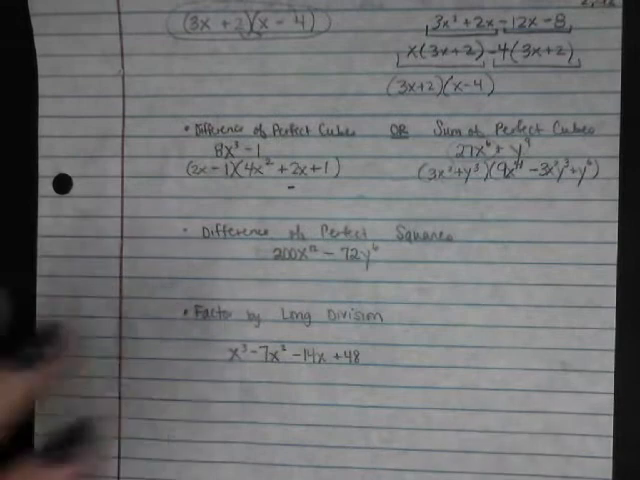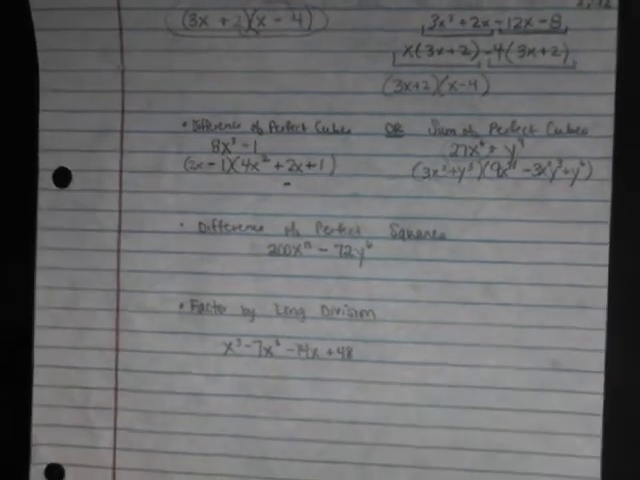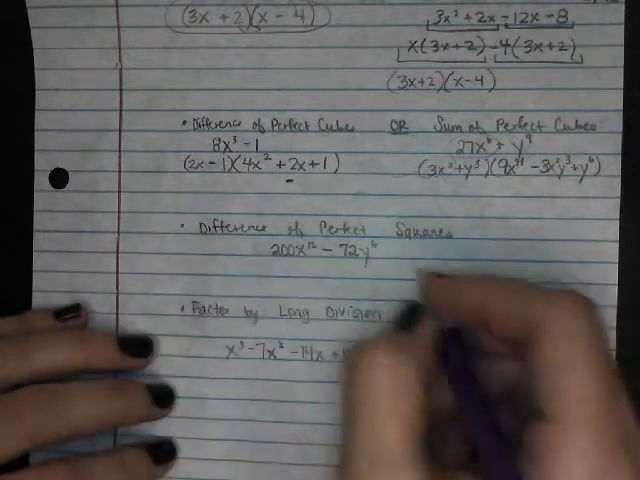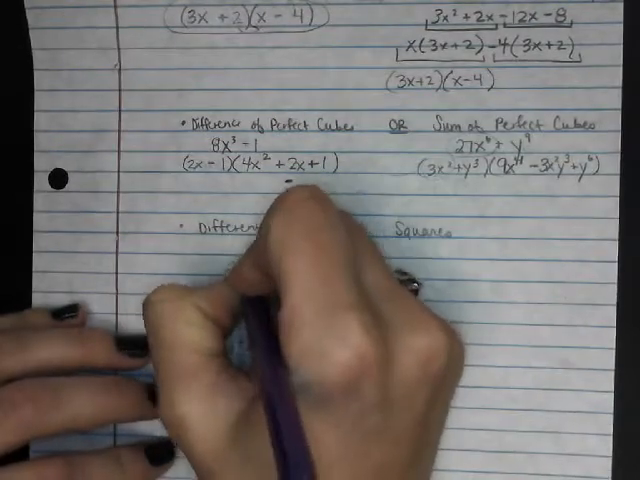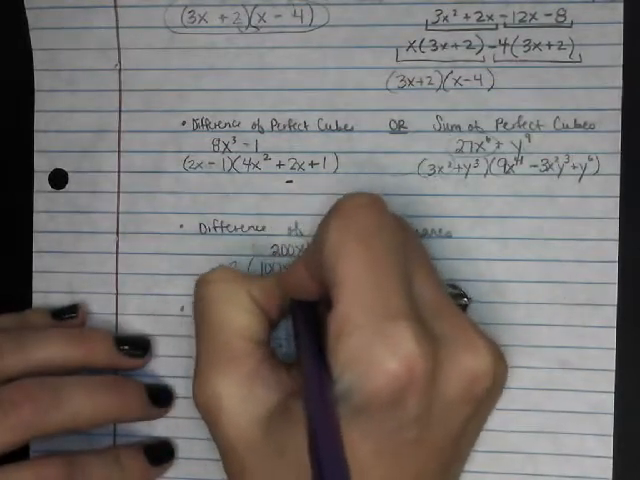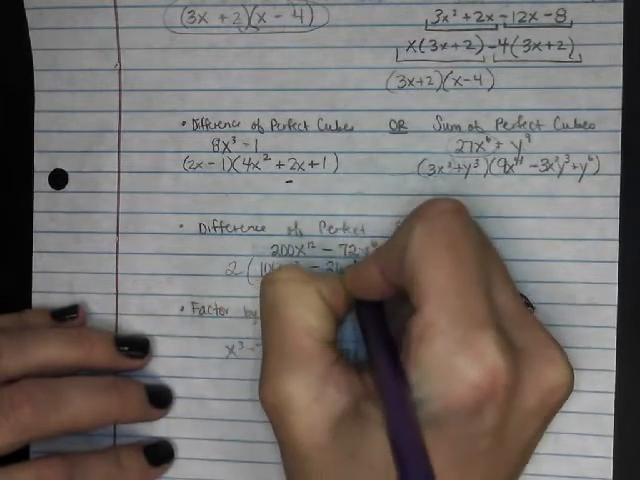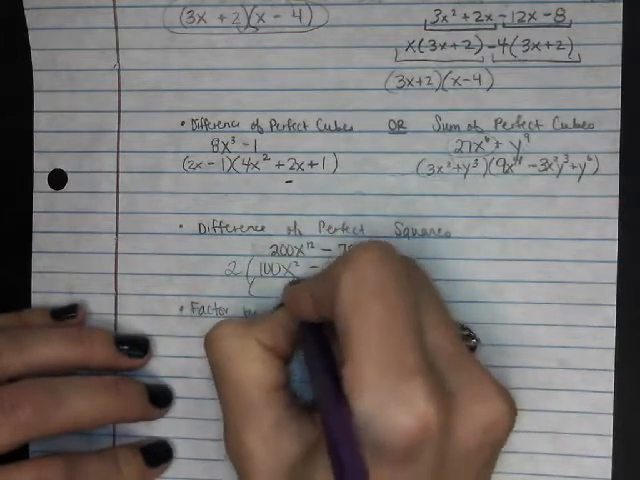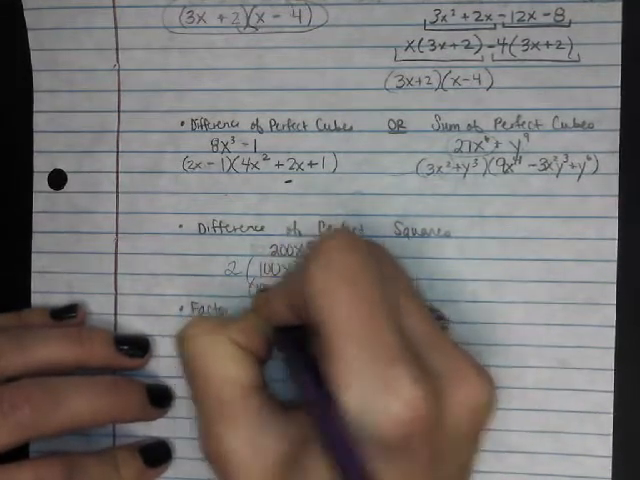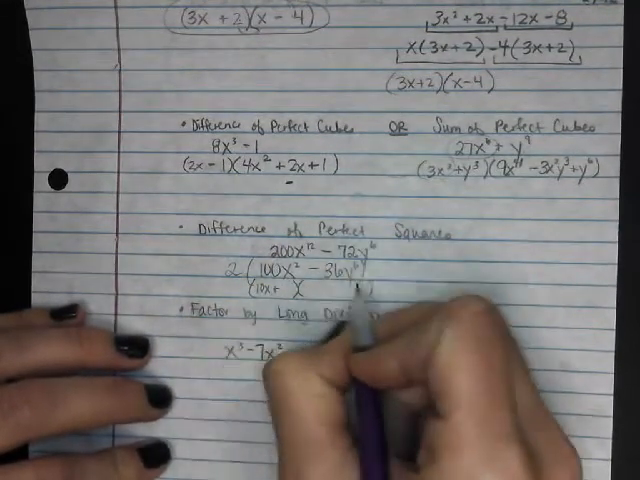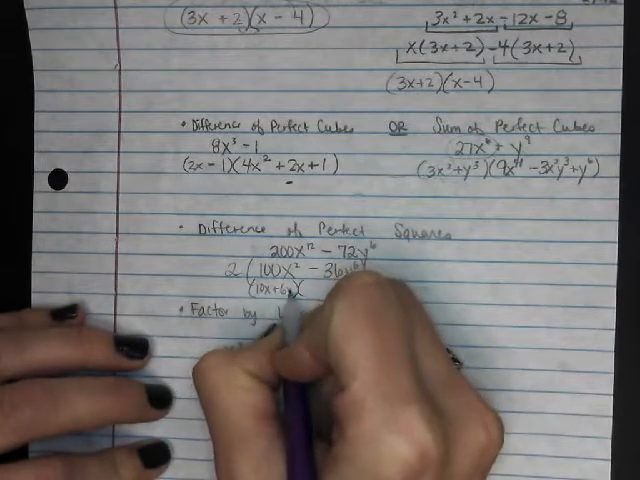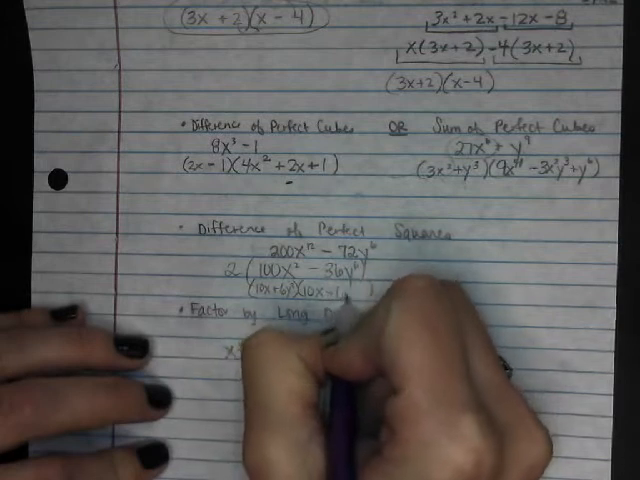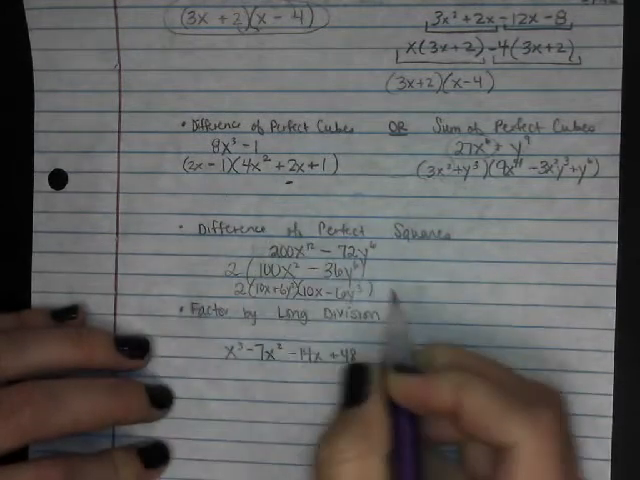Difference of perfect squares. Now this one I purposely wrote doesn't start off as a difference of perfect squares, but there's a GCF. So I can factor out a 2, and that'll leave 100x squared minus 36y to the 6th. And this factors into conjugates. 10x plus 6y cubed, those are the square roots, and 10x minus 6y cubed with a 2 out in front.